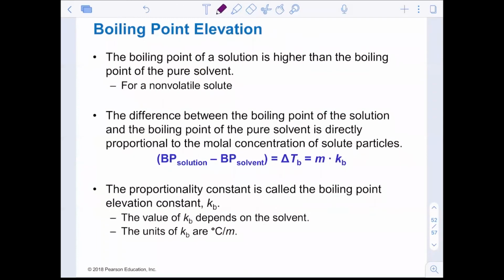Boiling point elevation, same idea. Non-volatile solute, we're going to just stick with non-volatile solutes for all of these things. Delta TB, change in boiling point, is equal to molality times the KB, all right? Now, we are going to have delta TB is equal to i times the molality times the KB as well. And we'll talk about the Van't Hoff factor in just a little bit.